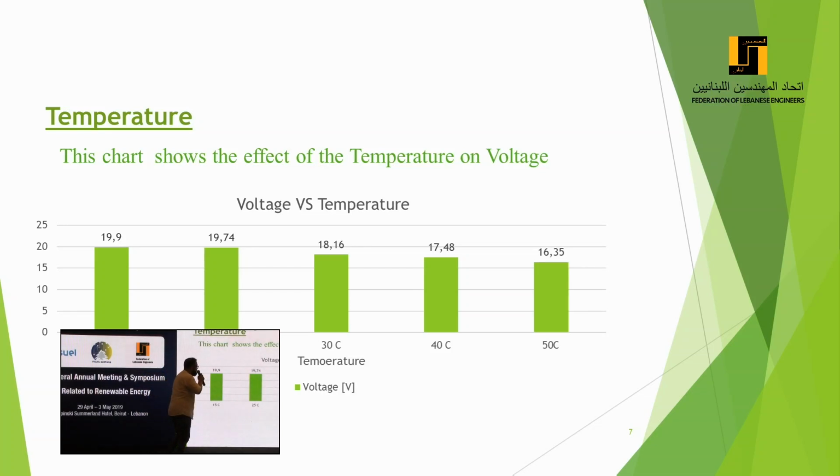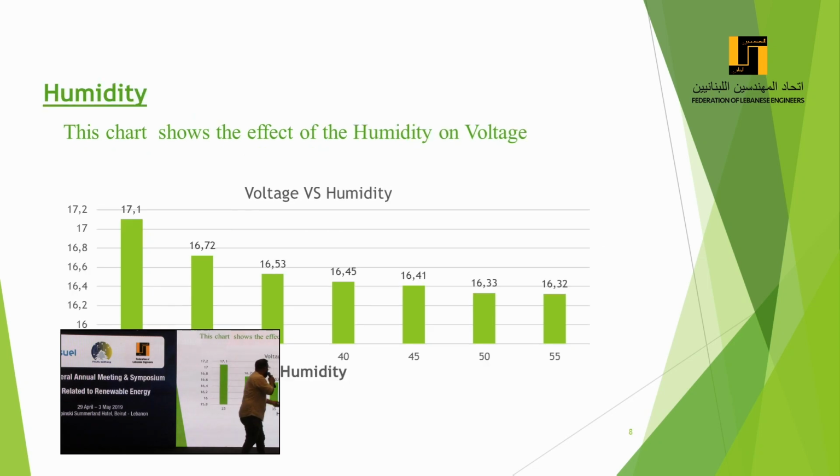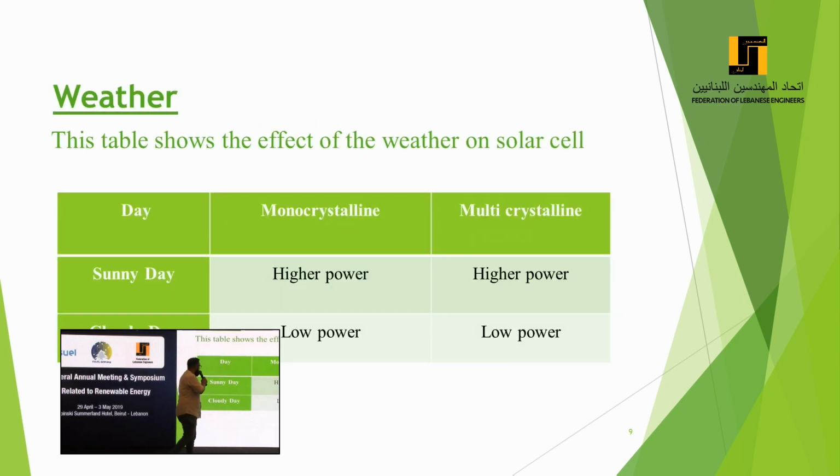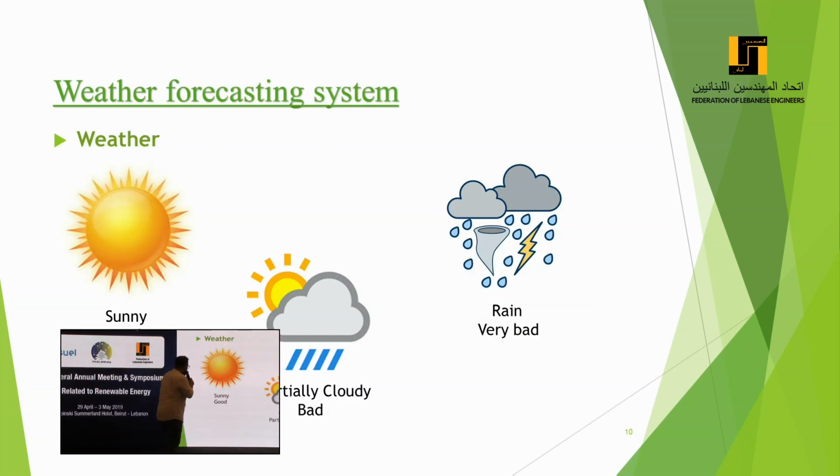This chart shows the effect of temperature on the voltage of the solar cell. The higher the temperature, the more the voltage is reduced, and also with humidity. With high humidity, we have reduced voltage. And weather: we classify the weather into 3 types, depending on the lighting. The first, sunny, is good; partly sunny is bad; rain or another type is very bad.